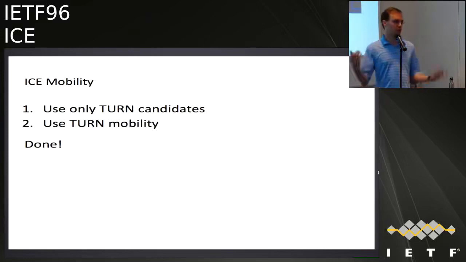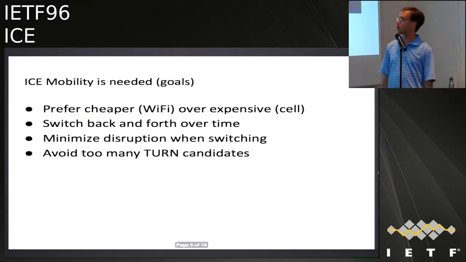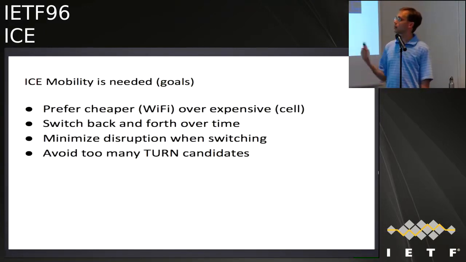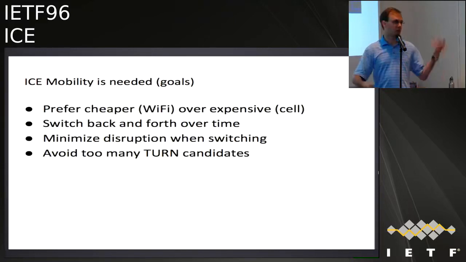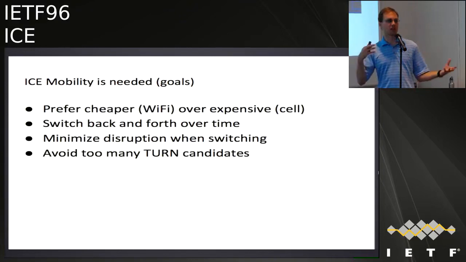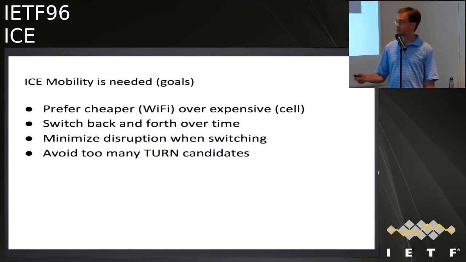So anyway, here are the goals that my coworkers at Google and I have been trying to achieve with the 3 drafts that we've written and implemented. First is that we want to prefer Wi-Fi or cheaper network interfaces over more expensive ones like cellular. We would like to be able to switch back and forth over time as the network interfaces come and go, and work or don't work. We want to minimize the disruption when doing that switching. And then, a slightly different topic: with Wi-Fi and cell and IPv4 and IPv6, you can end up with a lot of TURN candidates, which turn into a lot of TURN candidate pairs. So there's a mechanism for avoiding that.